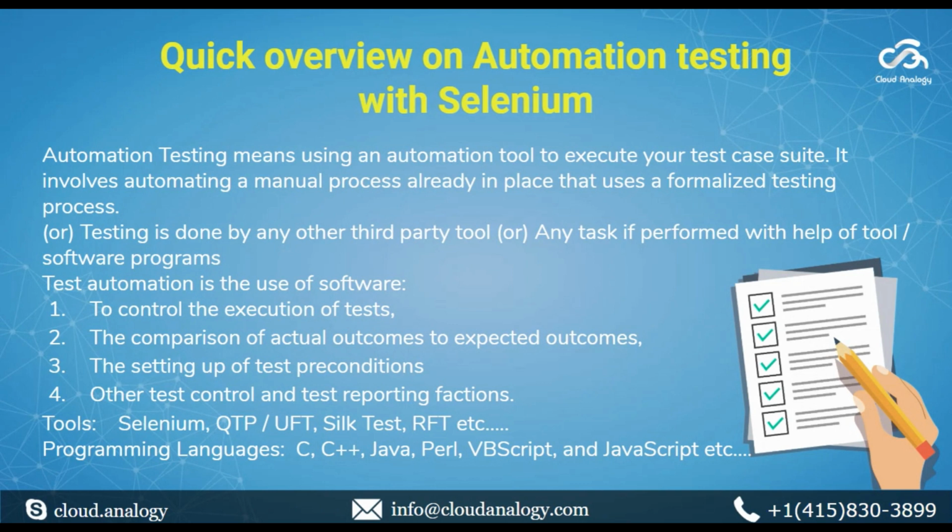What is automation testing with Selenium? Automation testing, first of all, is a software testing technique to test and compare the actual outcome with the expected outcome. This can be achieved by writing test scripts or using any automation testing tool. Test automation is used to automate repetitive tasks and other testing tasks which are difficult to perform manually. Test automation is the use of software to control the execution of tests, comparison of actual outcomes with expected ones, and setting up the test preconditions.